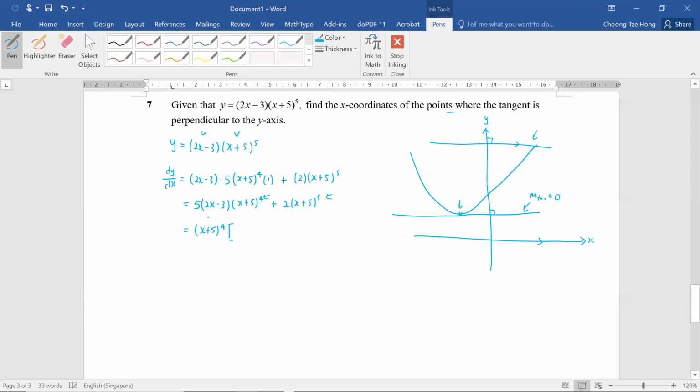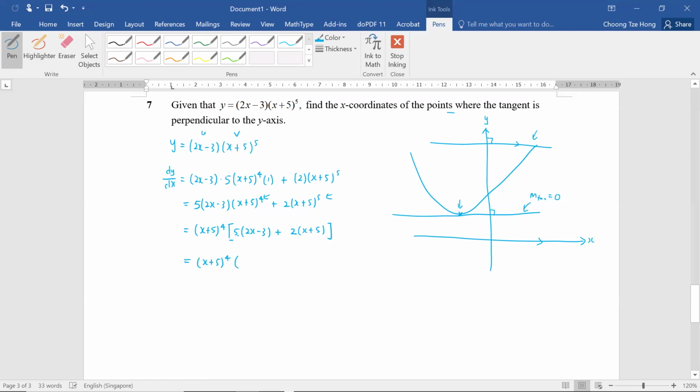Okay, so inside the bracket, for the first half, we'll be left with 5 times 2x minus 3. For the second half of the product rule, we're left with the 2. And then we've taken out (x plus 5) to the power 4, so there's one more (x plus 5) remaining. Right, so let's just simplify inside the brackets.